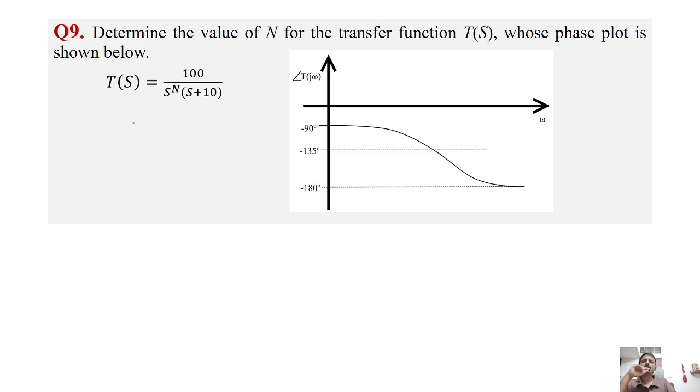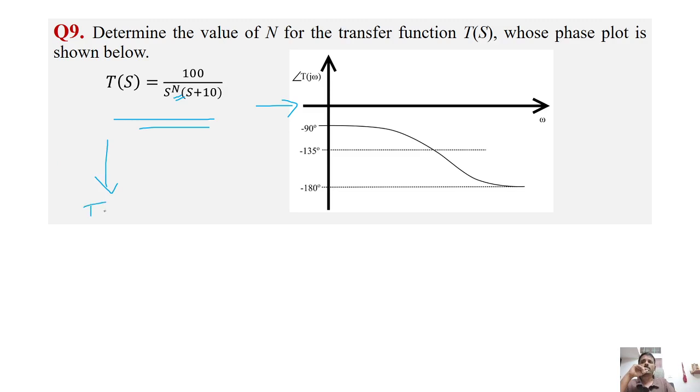So given the transfer function T(s) equal to 100 by s^n into (s plus 10), and its phase plot is given. It is asked what will be the value of n such that we will get such a phase plot. So we need to determine the value of n. So how to find the phase of this transfer function?